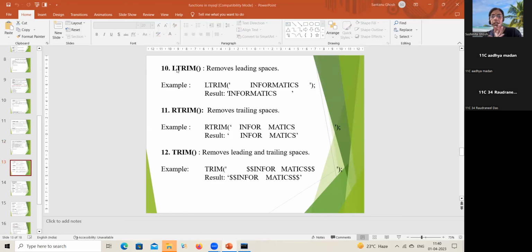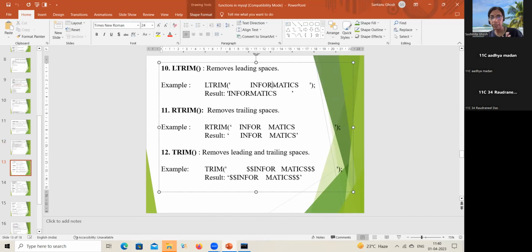What's simple? Left trim. From the left side, remove all the extra spaces. Extra spaces, mind it. Left side of the string. If there are spaces in the middle of the string, that is not removed. Whatever spaces you have before the string starts, from the left side, that is L trim. From the right side, removal is your R trim. And when you want it from both sides, remove all the extra spaces the user has entered.